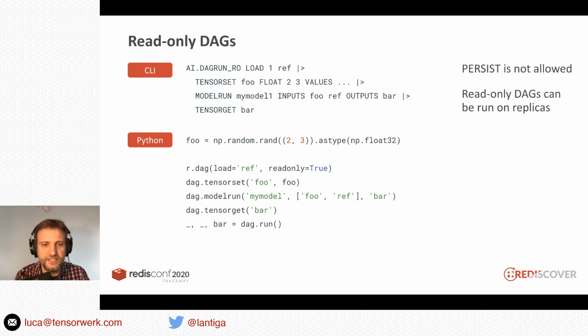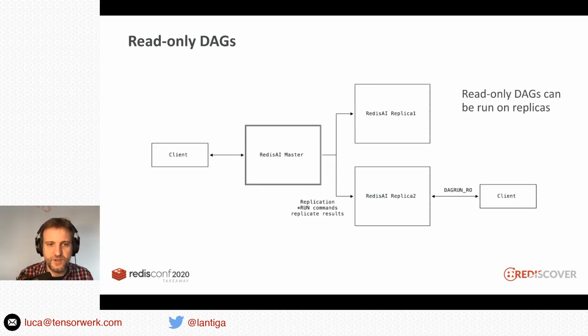And this is very nice for a master replica configuration, where you replicate your model and then you can hit the replicas to execute your commands. So it allows you some kind of composability of your architecture, and leveraging that to be more efficient. And this is what I just said. You can set a model on the master, replicate models and, for example, reference tensors, and then using DAG run RO, a client can directly hit a replica or a read-only replica in a cluster to execute what it needs to execute.